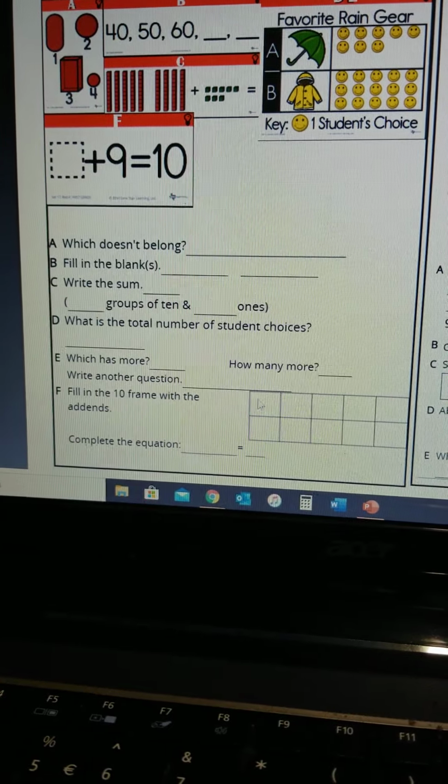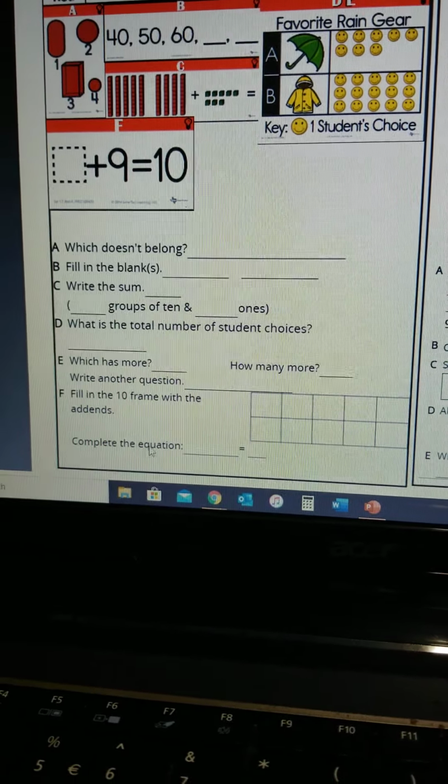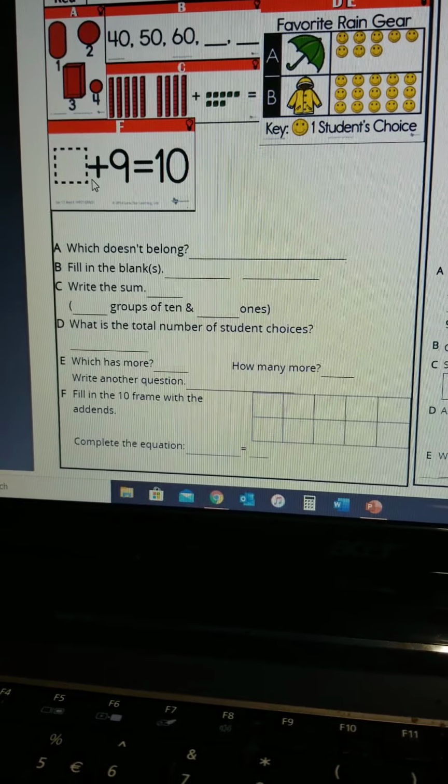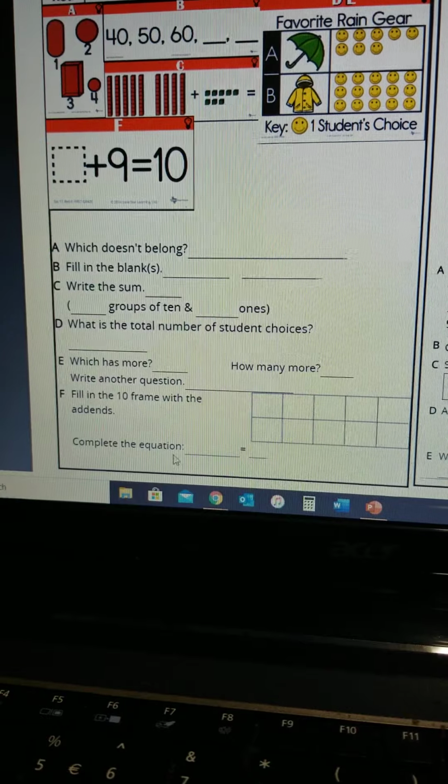Show me your add-ins on the 10 frame. Remember to use a different shape or color for each add-in. Complete the equation down here. You're going to write in your number that you put in your blank space. Plus 9 equals 10.